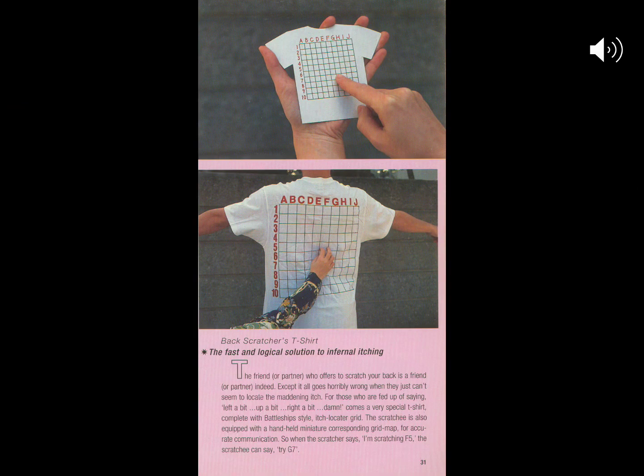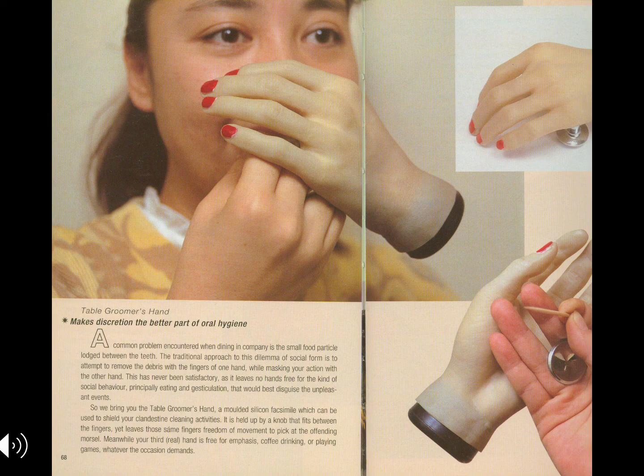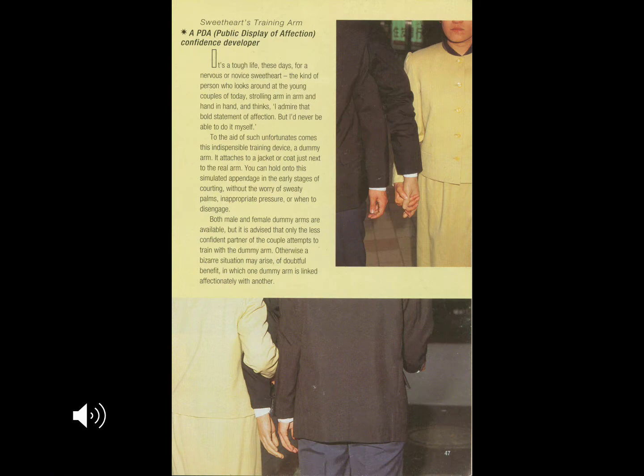Some might actually be quite useful, such as this device for helping somebody scratch an itchy spot on your back. Or something if you want to put your pets to work, if they're just running around the house a lot, they can dust your floors. If you need something like a spare hand, if your other hand is busy for doing things like picking at your teeth. Or if you're young and going on a date and you're still too nervous to hold hands, you could bring a spare arm and a spare hand.